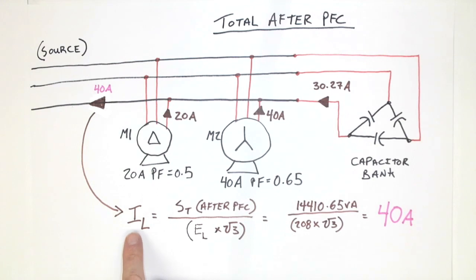The way I determined that was by using S total in my after power factor correction triangle, which was just over 14,000 VA, and using my three-phase I-line current calculation to determine the 40 amp value.